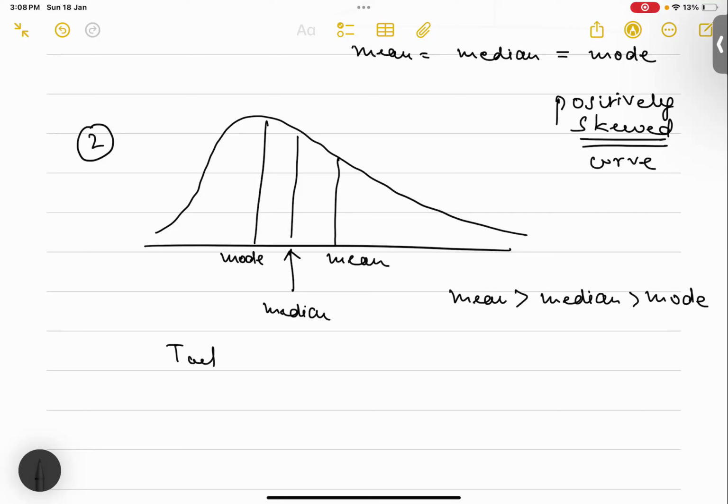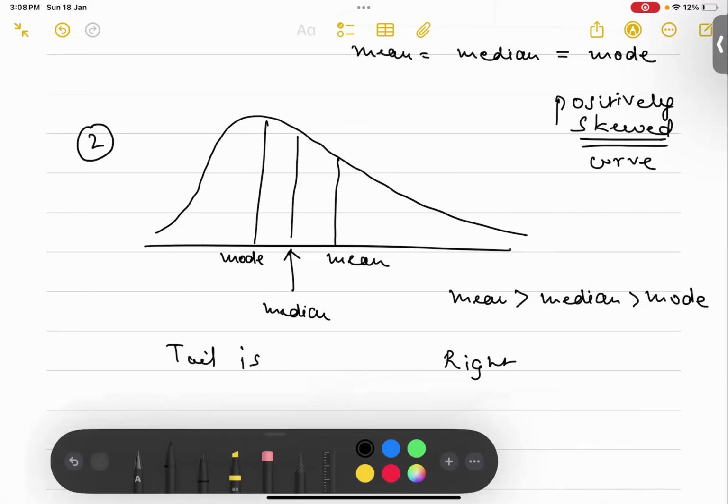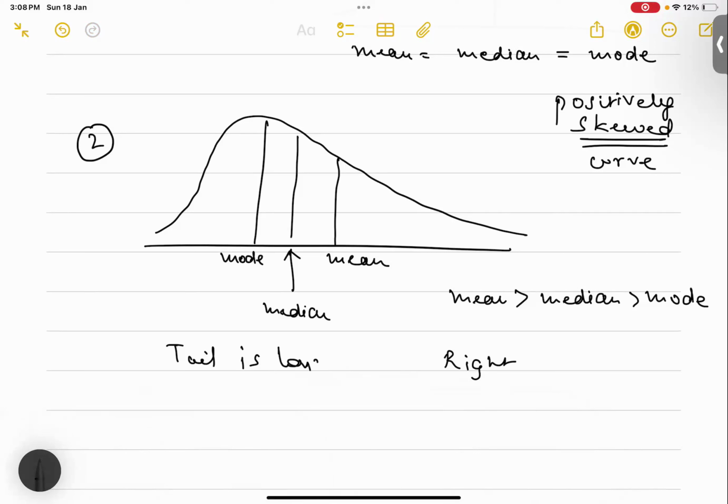Here, this region is the tail of the curve. The tail is longer on the right, and the other part of the tail is shorter at the left. Tail is longer at right. Right as in right hand side.